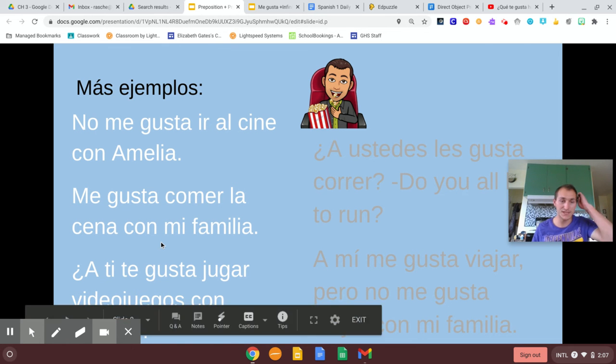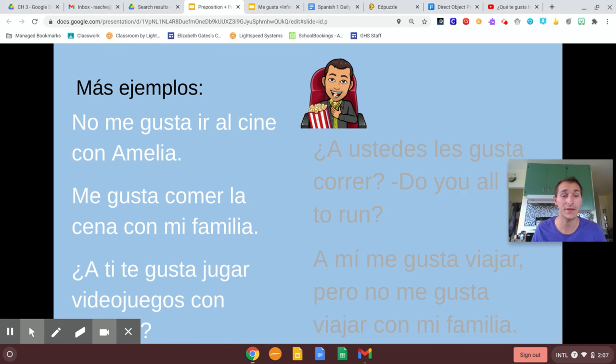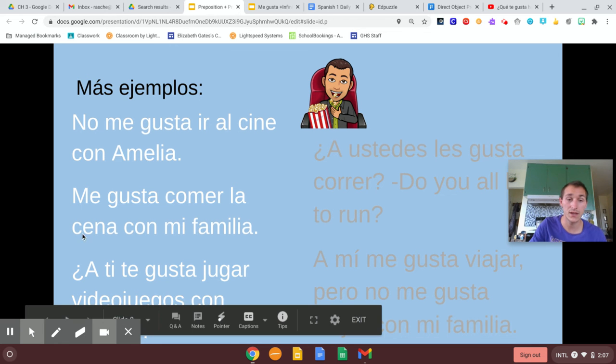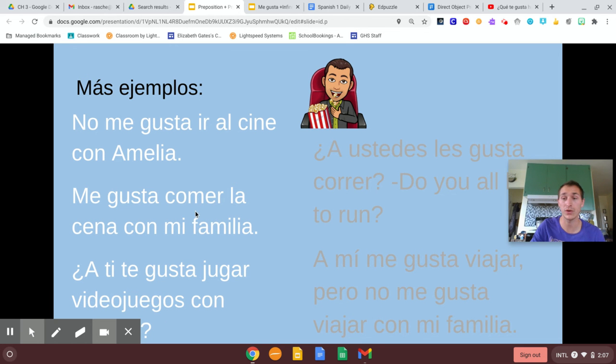Me gusta comer la cena con mi familia. I like to eat. Ooh, I gave you away. Comer is a vocab word, one of your vocab words. If you don't know it yet, continue to study. La cena might be new. La cena is dinner. Con mi familia. So with my family.